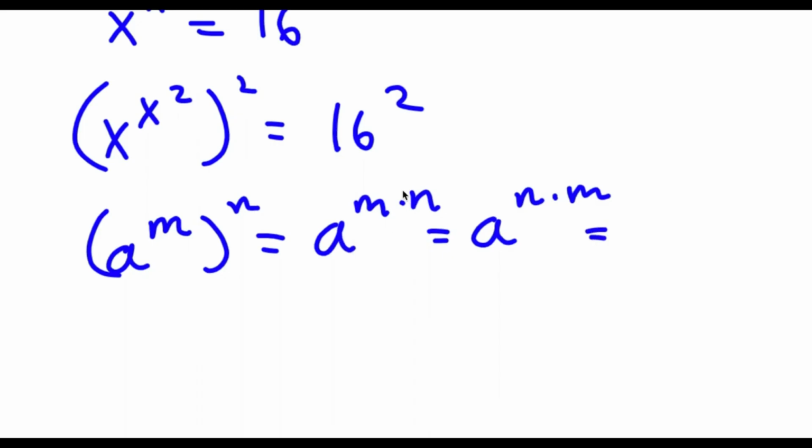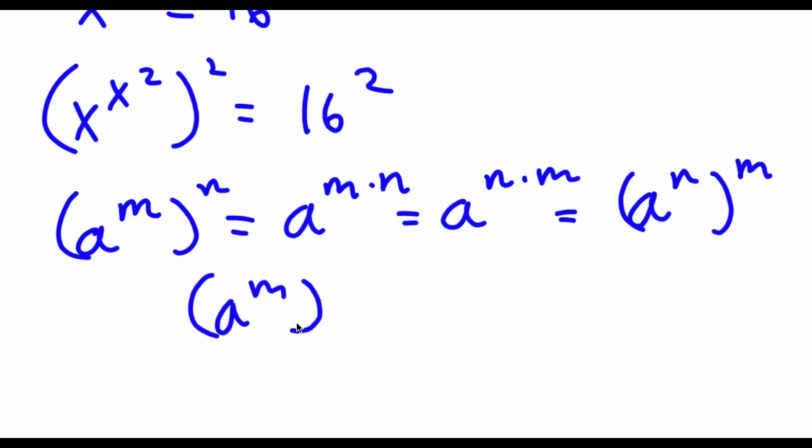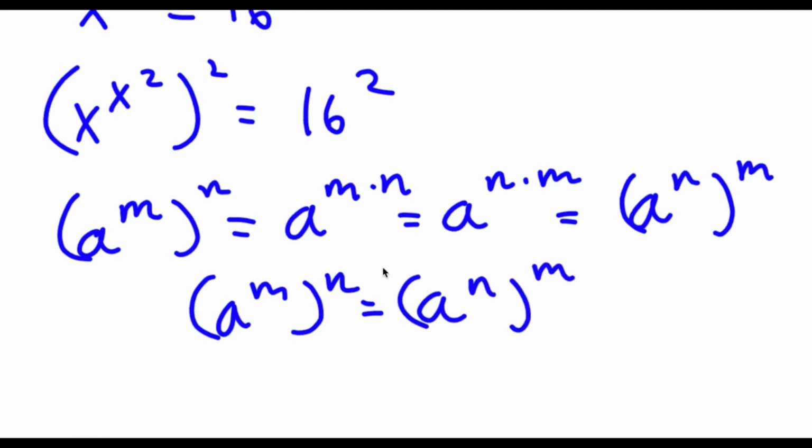So if a to the power of m times n is equal to a to the power of m to the power of n, then this means that a to the power of n times m is equal to a to the power of n to the power of m. So in simpler terms, a to the power of m to the power of n is equal to a to the power of n to the power of m.